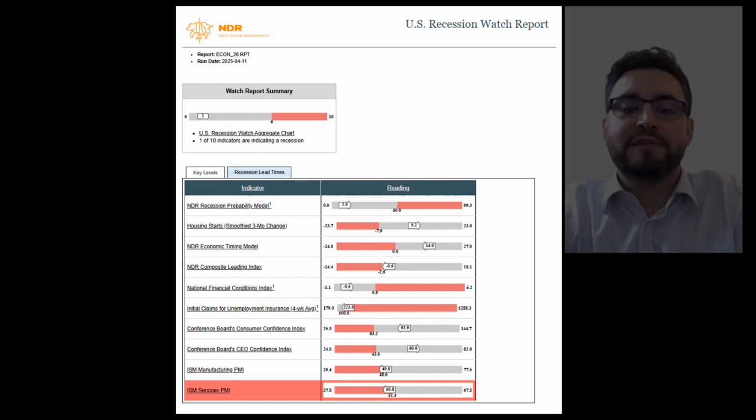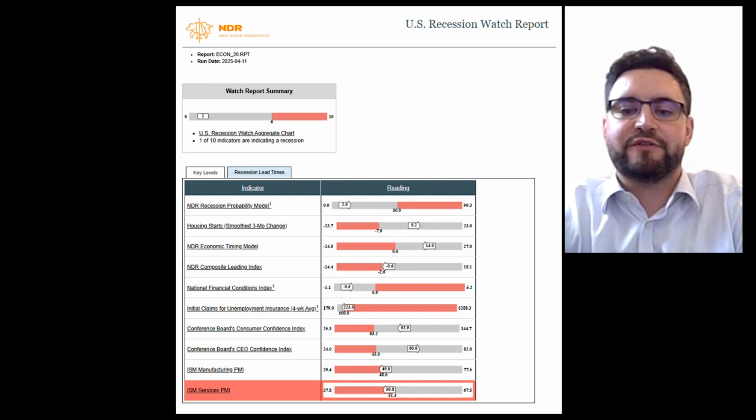So I hope this is a useful introduction to a few of NDR's watch reports. We have around 50 of these in our library in total. These span across different asset classes, regions, economies. Some are short term, others are longer term.